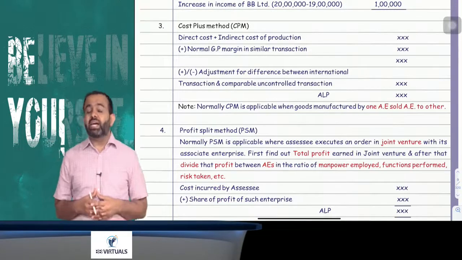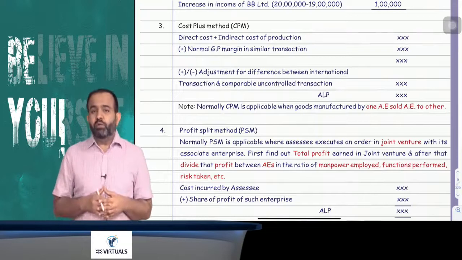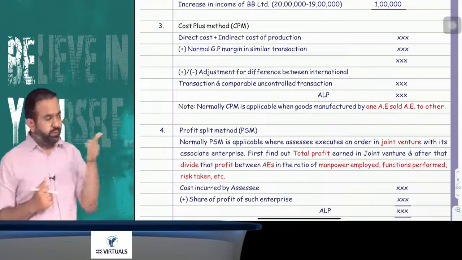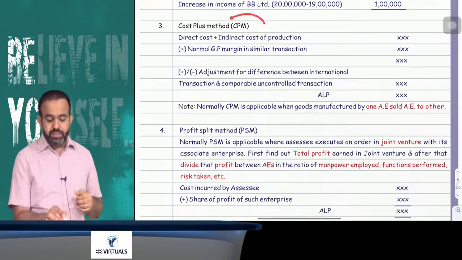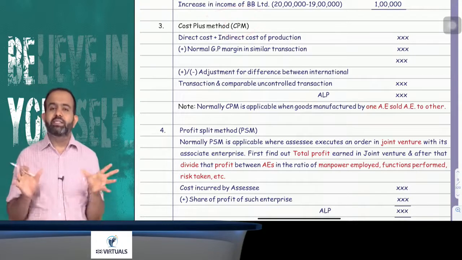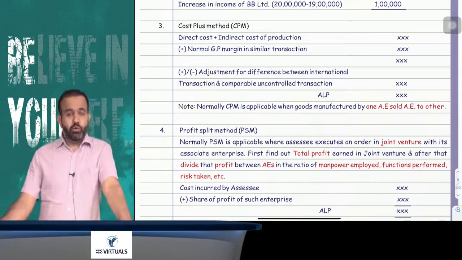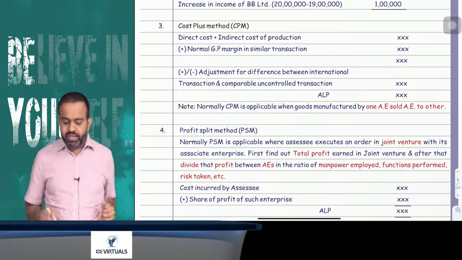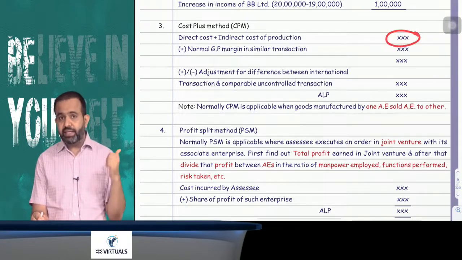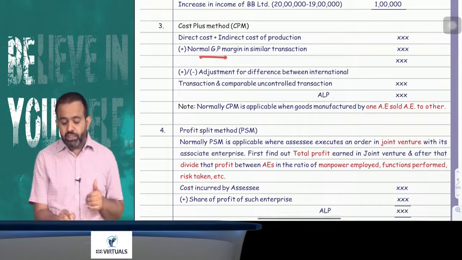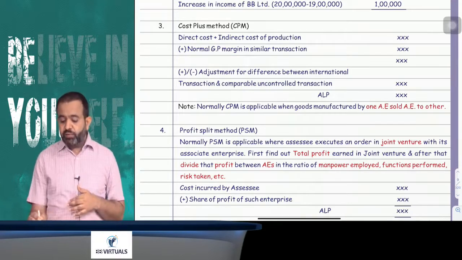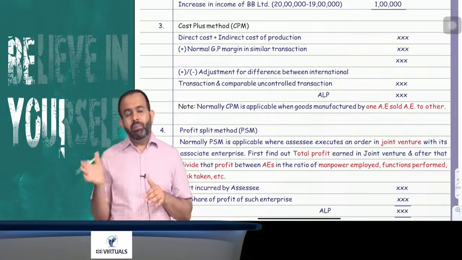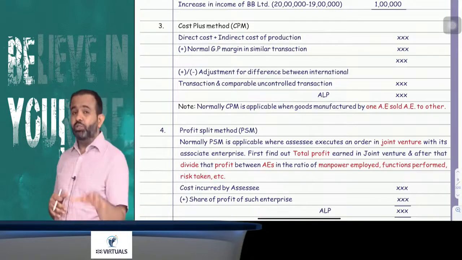Now this particular method is applicable normally in the software industry and all. When an Indian enterprise is manufacturing software and selling that software to the associate enterprise, then this particular method is applicable, that is called cost plus method. Now guys, in this method, obviously your untainted element is a cost. So first take the cost, whatever your direct cost and indirect cost, that is your untainted element, and in that total cost just add the normal GP margin in the similar transaction, you will get your arm length price. So in cost plus method, just take the total cost plus your normal GP margin, you will get your arm length price.